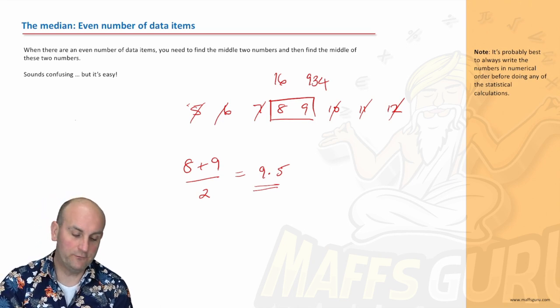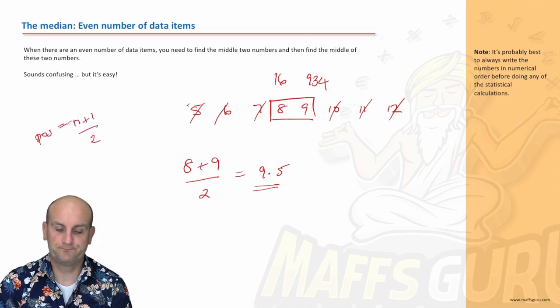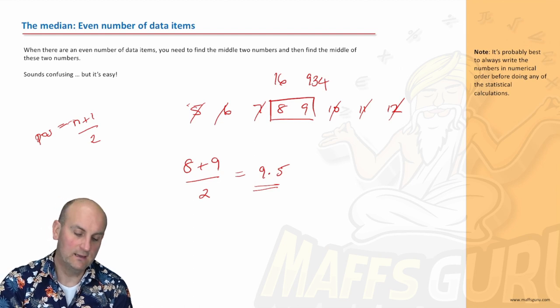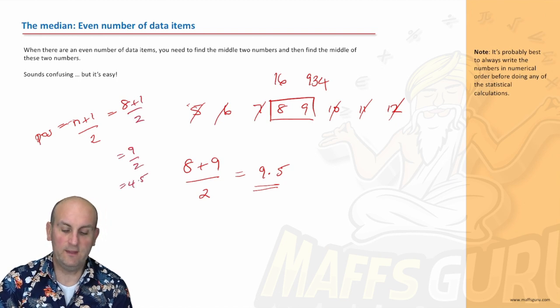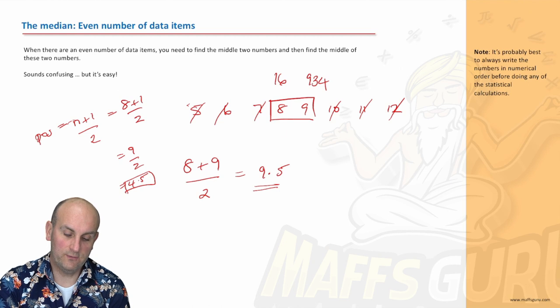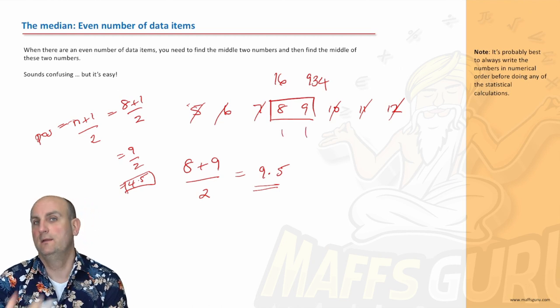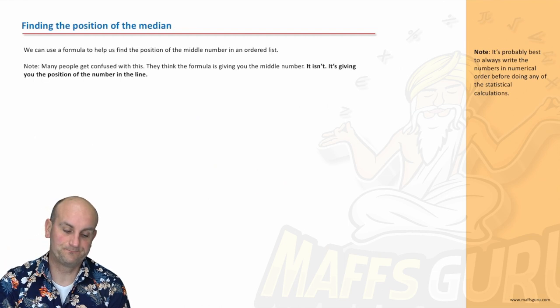Again, we could have used my position as n plus 1 divided by 2. So how many data items do we have? 1, 2, 3, 4, 5, 6, 7, 8. So we do 8 plus 1 divided by 2, which is 9 divided by 2, which is 4.5. So what that means is it's halfway between the fourth and the fifth number. So 1, 2, 3, there's my fourth and there's my fifth number. So we can use that as well. To be honest with you, I much prefer just the crossing off.